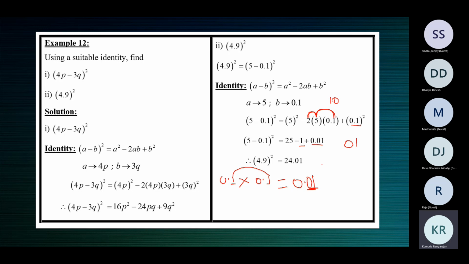Then 25 minus 1 is 24. 24 means 24.00. Minus 0, plus 0.01. 25 minus 1 is 24. 24 plus 0.01. So when you add, you will get 24.01.